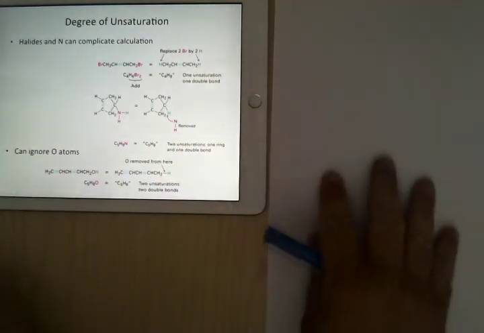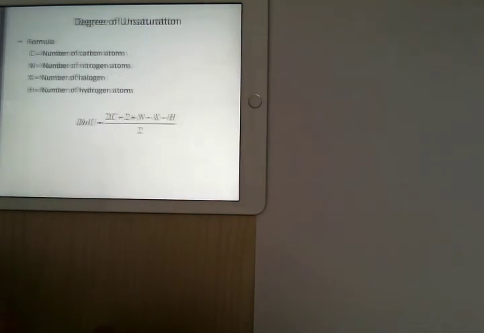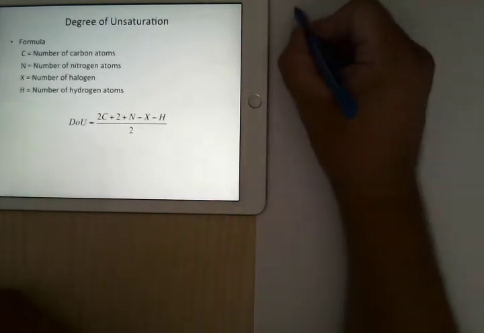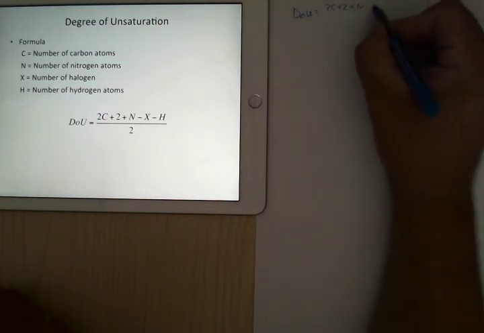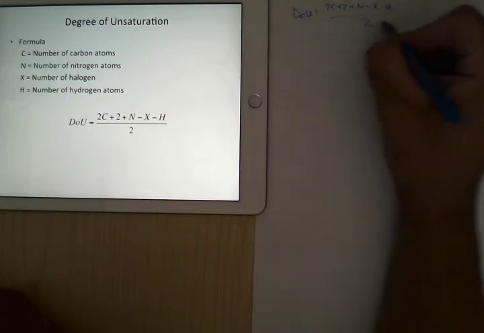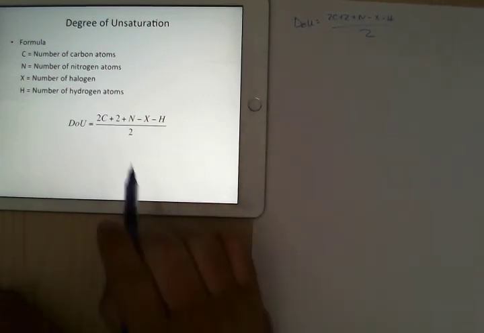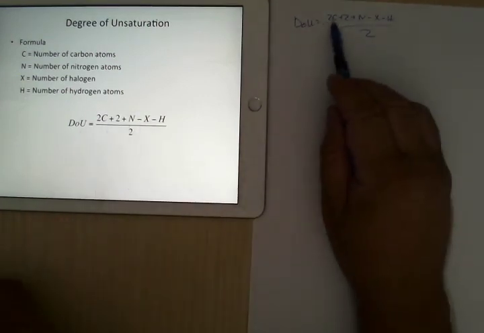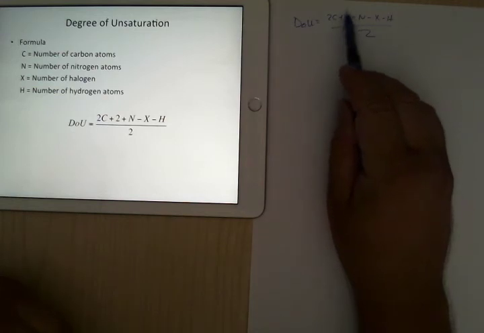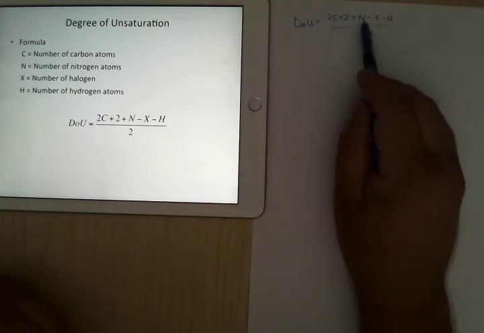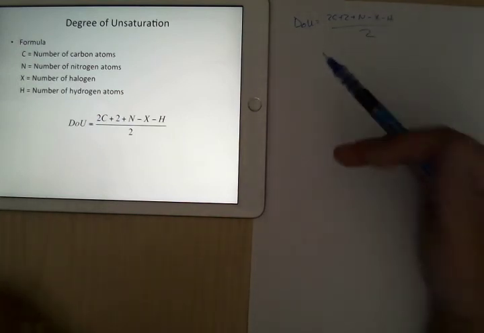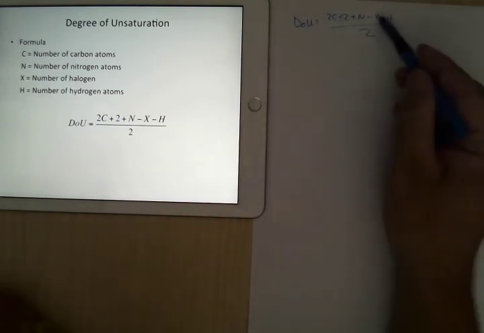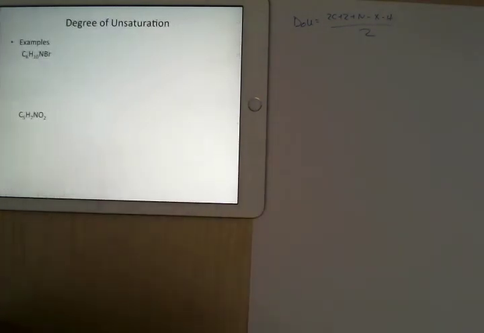You can go through this whole complicated calculation, but we use this formula: DOU equals 2C plus 2 plus N minus X minus H, all divided by 2. This is one of those formulas that I'll give to you on the test, but it's an easy one to remember. It's 2 times the number of carbons plus 2, this is a constant, plus the number of nitrogens, minus the total number of halogens. They don't have to all be the same. You can have 3 fluorines and a bromine, and that would put this as 3. And then minus hydrogens.